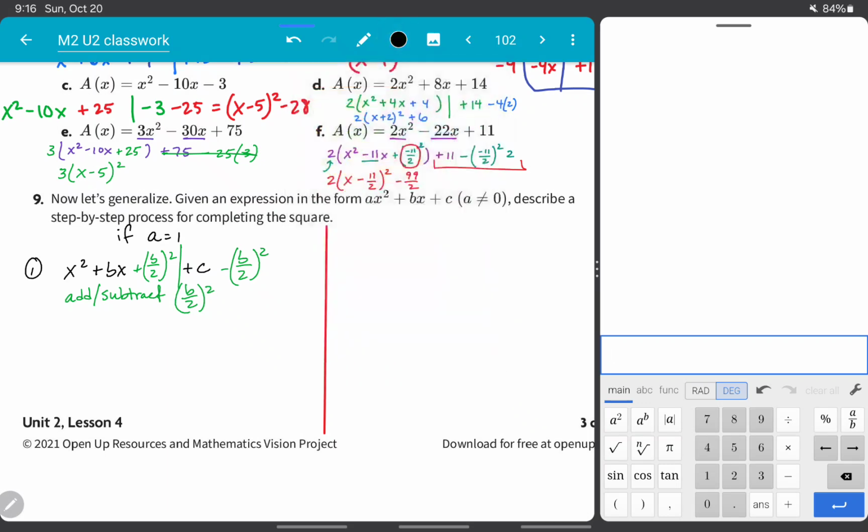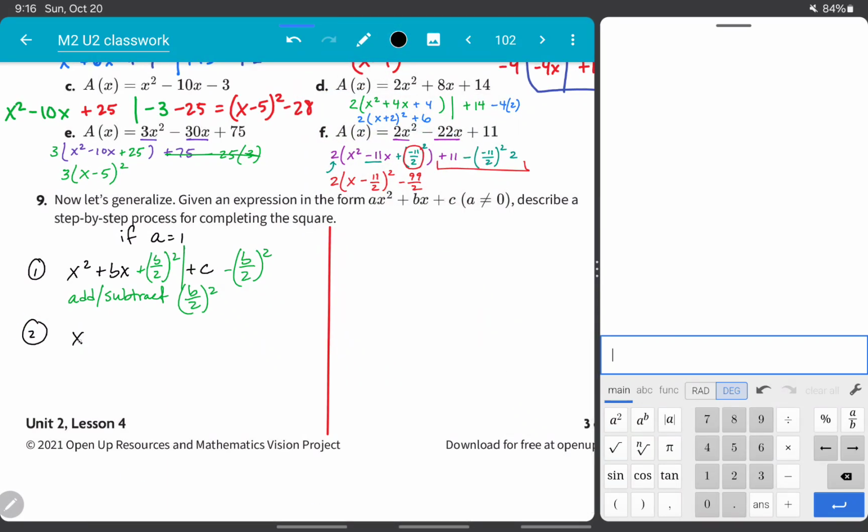What this is going to allow you to do is factor, and it's going to factor into x, and then whatever this number is right in here, b over 2 squared, that's going to go right here, b over 2. And then you're going to simplify whatever this is. That's going to be plus c minus b over 2 squared. So our step here is going to be factor and simplify.